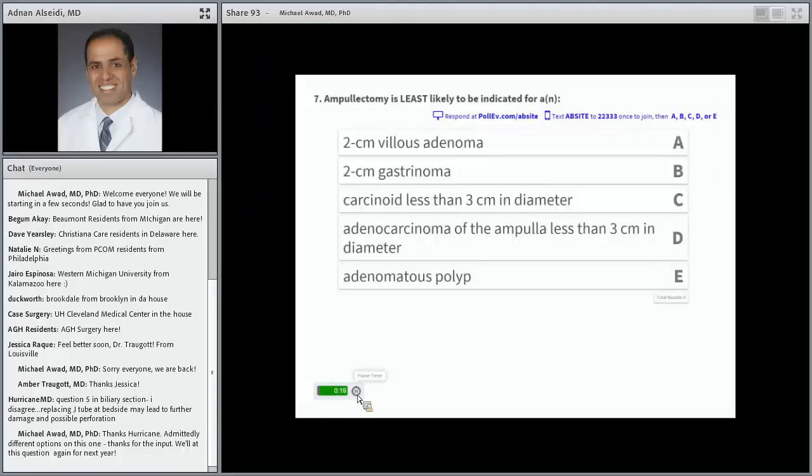The next question is, an ampullectomy is least likely to be indicated for which one of the following? A is a 2 centimeter villous adenoma. B is a 2 centimeter gastrinoma. C is a carcinoid less than 3 centimeters in diameter. D is adenocarcinoma of the ampulla less than 3 centimeters in diameter. And E is adenomatous polyp.